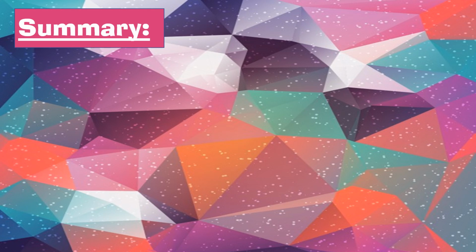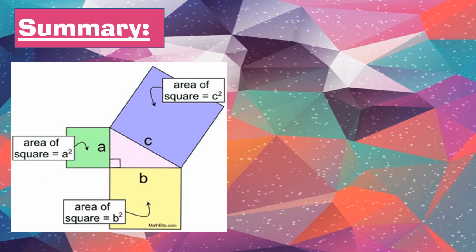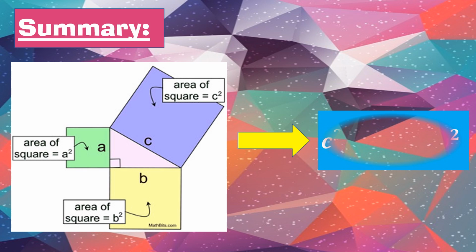So as a summary of our topic today, look at the diagram we have here. We have here the A, the B, and the C, where the area of a square is equal to A squared, and the area of square B is B squared. And then the area of a square is equal to C squared. So the original formula in general we have to follow: C squared is equal to A squared plus B squared, and that is the Pythagorean theorem.